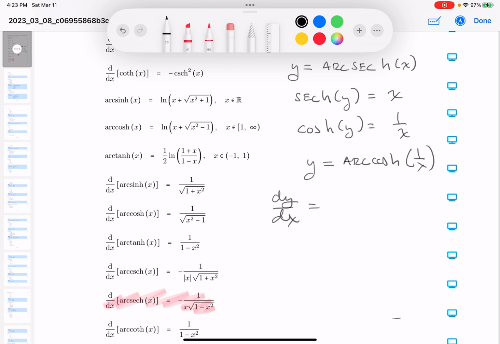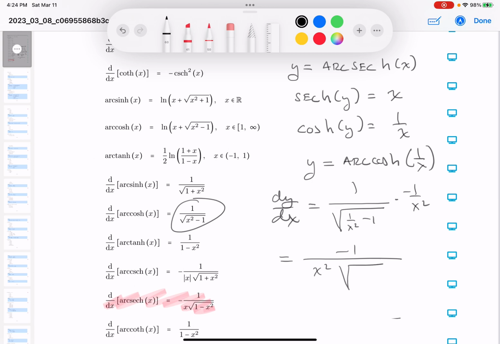So dy/dx equals, well, I know its derivative. It's right over here. Let's write that down for you. So it's 1 over the root of the argument squared minus 1, so 1 over x squared minus 1, times the derivative of 1 over x, which is minus 1 over x squared. So what do you get over here? You're going to get minus 1 on top. You get x squared. Then you get the root. Well, let's be careful. You get x squared here, and then you get 1 minus x squared.